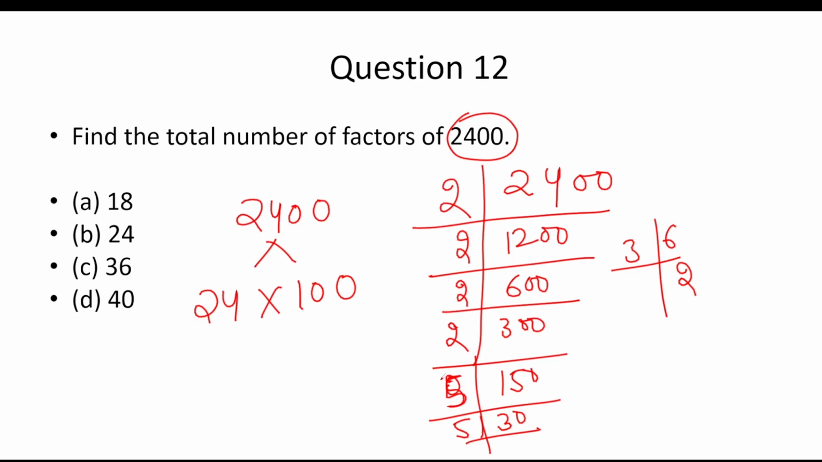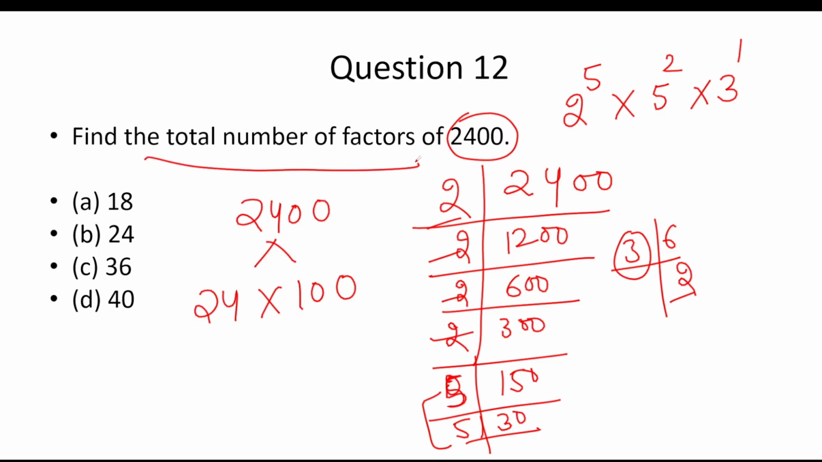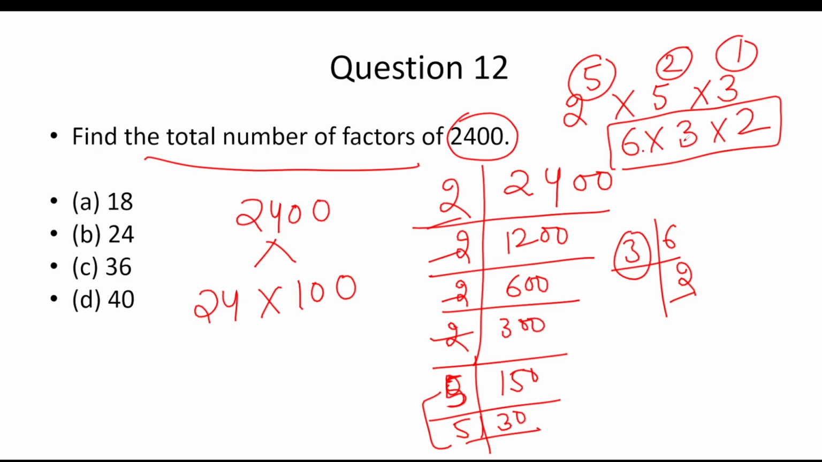Then just count how many times 2 is coming. 2 is coming 5 times. 1, 2, 3, 4, 5. So you write here 2 power 5. How many times is 5 coming? 2 times. So you write 5 to the power 2. How many times is 3 coming? 1 time. So how do we find the number of factors? We add 1 to each power. 5 plus 1, 6. 2 plus 1, 3. 1 plus 1, 2. And after that we multiply. So 6 into 3 into 2. That will be 36.